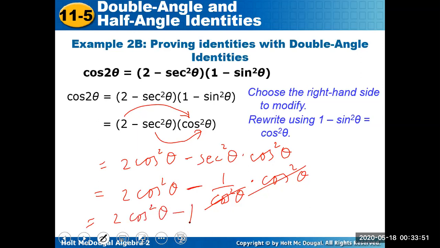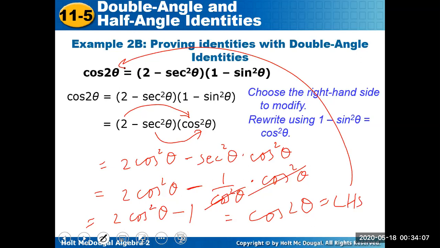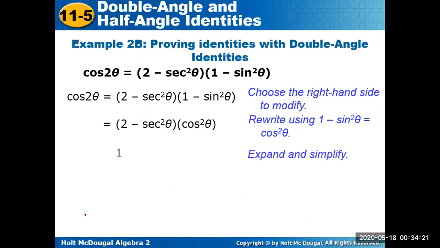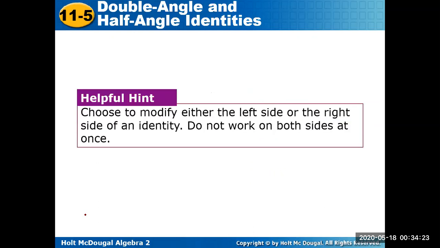Now what is this 2 cosine square theta minus 1? It's the double angle identity we just learned. 2 cosine square theta minus 1 is the expansion for cosine 2 theta, which is the same as our left hand side. In this step they did not show you the expansion; they wrote 2 cosine square theta minus 1 directly without giving the expansion. So I just explained how they got here.